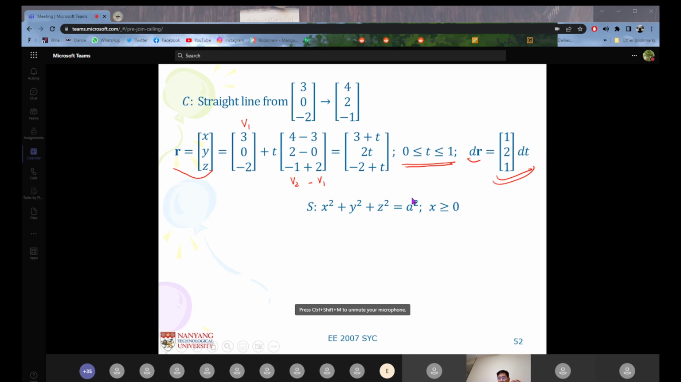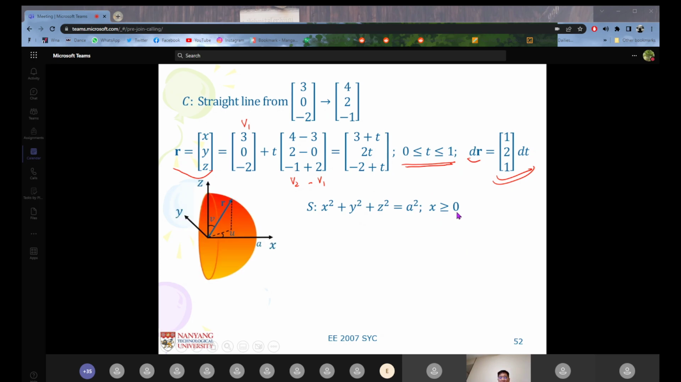The surface here is a hemispherical surface, and you restrict it to the case where x is greater or equal to 0. Which table are you looking at? You are looking at the YZ table, right? X is positive only. So think of the cake sitting on the YZ table. But this is not a complete cake. I only look at the surface.